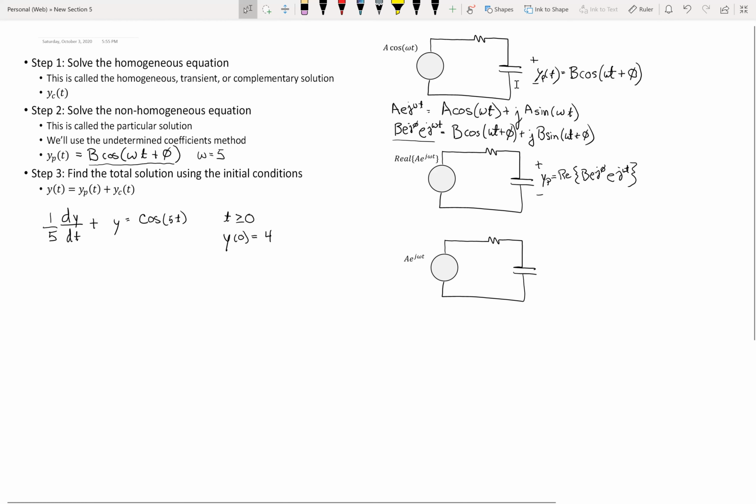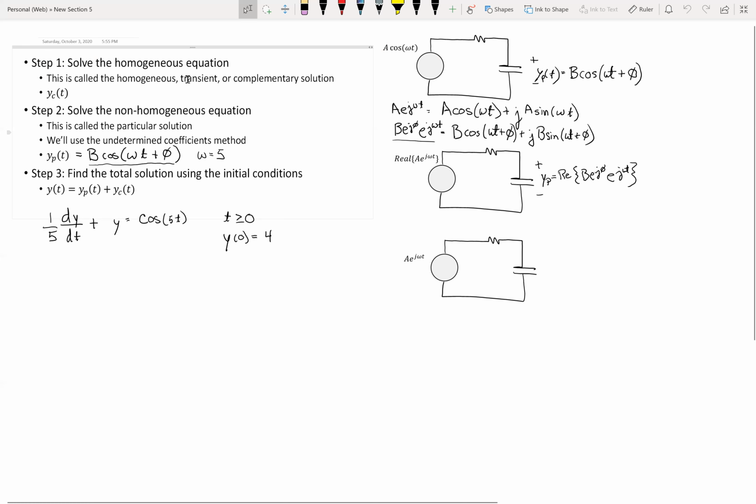So what we're saying is if I look at this top circuit, if I have cosine 5t as my input, I'm going to get some steady state output, which has a different amplitude, but the same frequency and some phase shift from whatever the voltage is across the input. Once we're done, we combine the transient or homogeneous solution with the particular solution to get our total solution. It's in this step where we figure out any remaining unknown terms, and there are always remaining unknown terms from the transient.